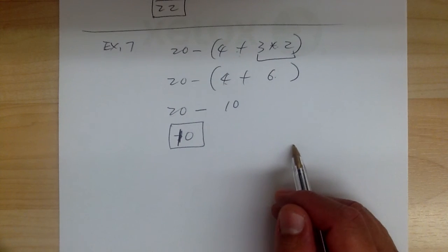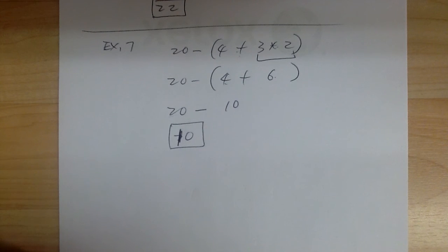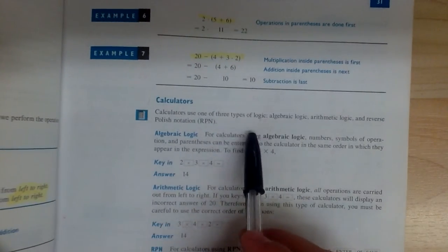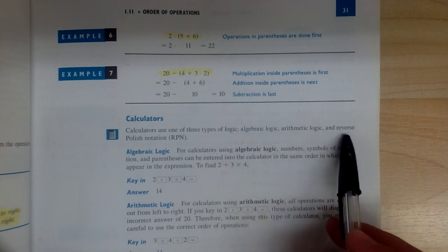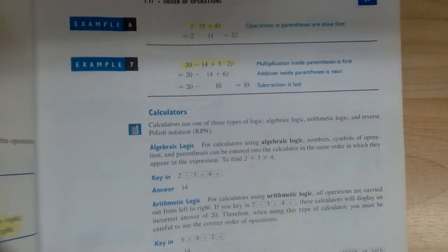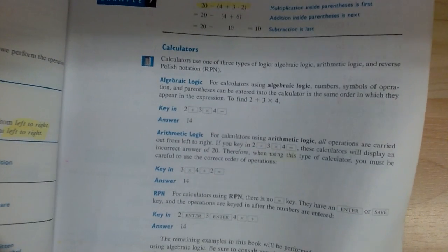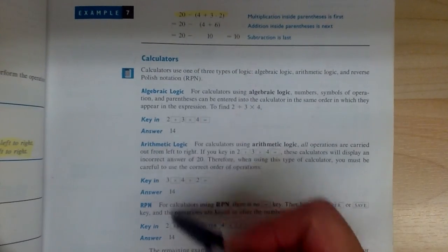Now, in some of the harder problems, you're going to use a calculator. You have to be careful with the calculator, because calculators use different types of logic. If you look on page 31, it tells you about the calculator. A calculator uses one of 3 logics: algebraic logic, arithmetic logic, and reverse Polish notation. So you have to know your calculator. Make sure you know how to use your calculator and know your key sequence, so you'll be able to do the problem and get a correct answer. Make sure you know what keys to push.